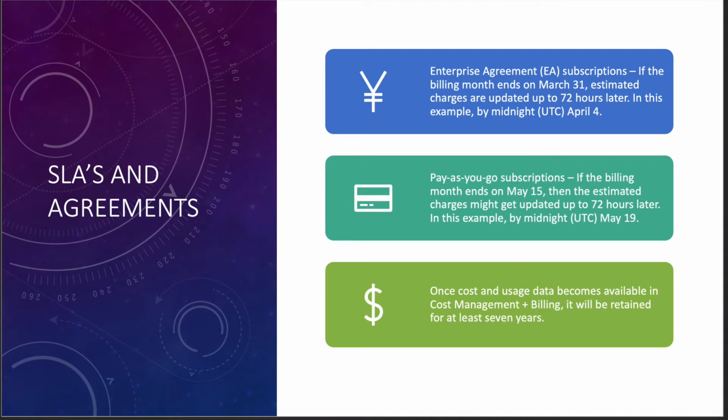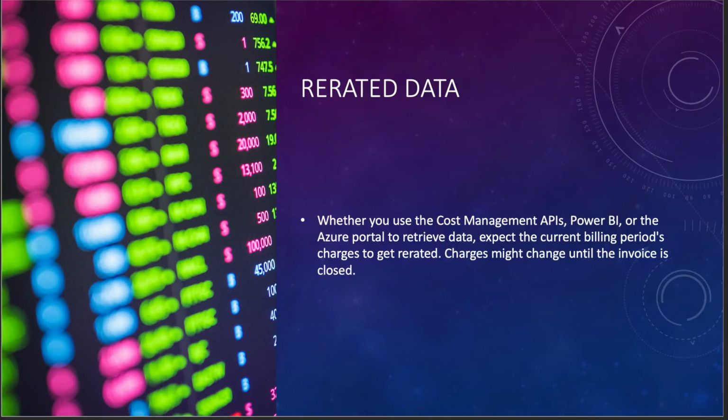Some of it may go into your Office 365 subscriptions, and those can be interesting to work with along the way, right? Re-rated data: now, sometimes things go wrong. Not everything works the way it should. There may be an Amazon outage in a data center that you work in, and you may actually get some money back, especially if you ask for it. You have to ask to get money back if a data center goes down or a network goes down, something that Azure is responsible for that blows out your SLA. So with cost management APIs, Power BI, and the Azure portal, expect the current billing period's changes to get re-rated.